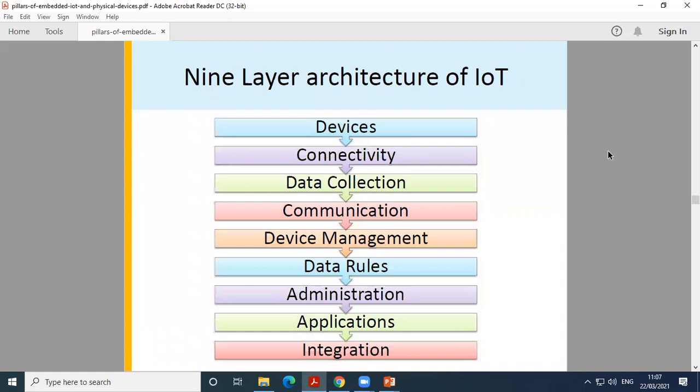See this 9 layers architecture that several industry or application providers distribute from the 3 layer architecture into 9 layers. That 9 layer architecture consists of devices, connectivity, data collection, communication, device management, data rules, administration, application, and integration. So these are the 9 layers from these 3 layers.